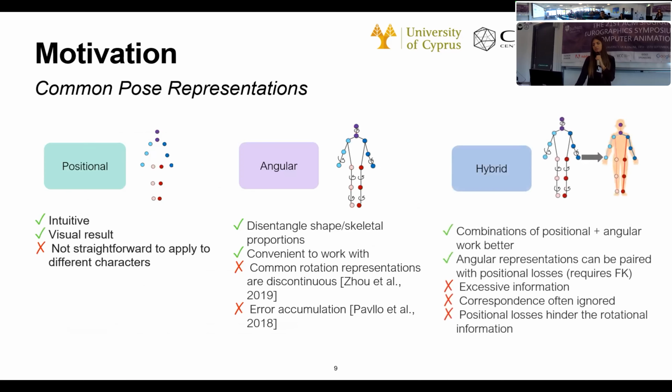Hybrid representations overcome this barrier by including both positional and angular information or losses that account for both. However, this might result in excessive information where correspondence between the two components is often ignored. In the case of positional losses, these hinder the rotational information, which contains the features which are used in the visualization or subsequent applications.